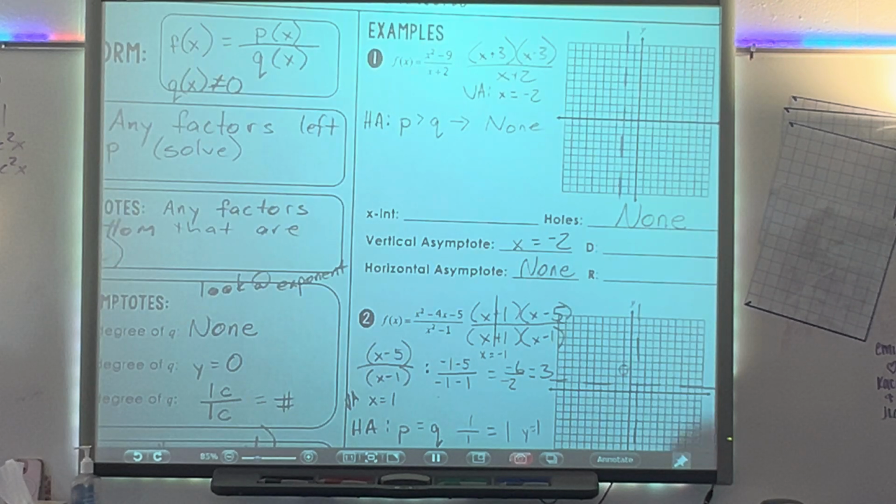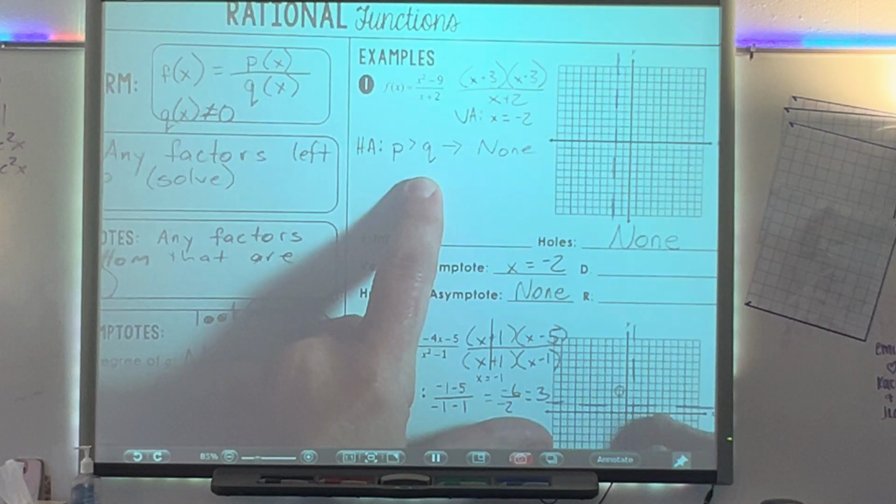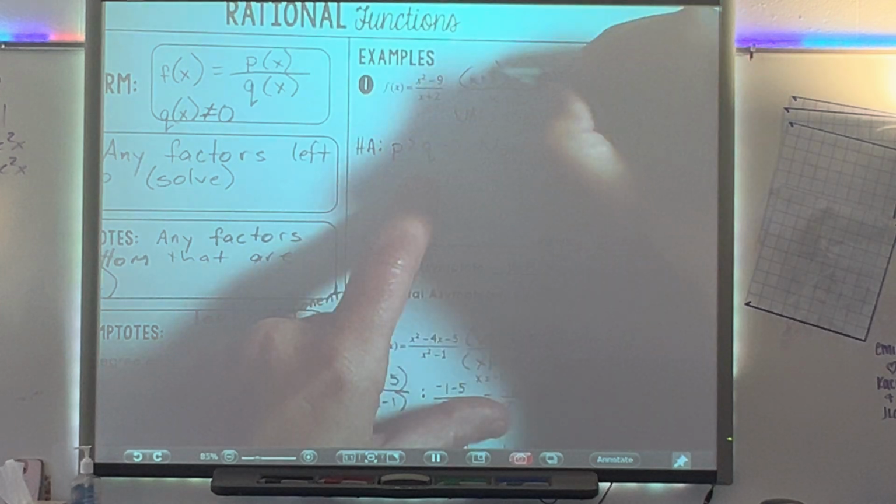Alright, so here, come over to this one. I have 2 factors left, right? Are we in agreement there? This one is going to be equal to what?